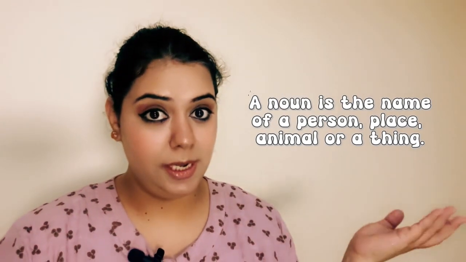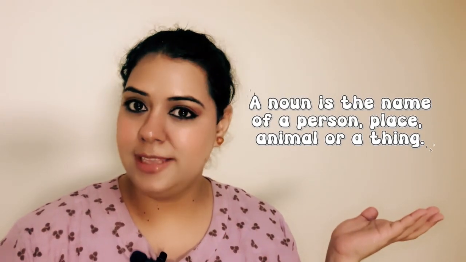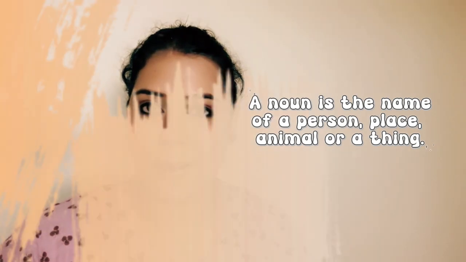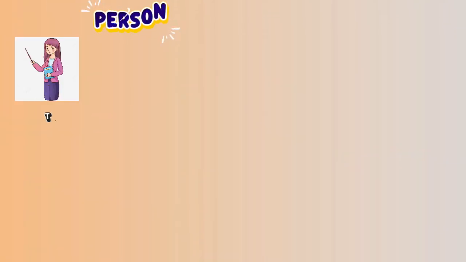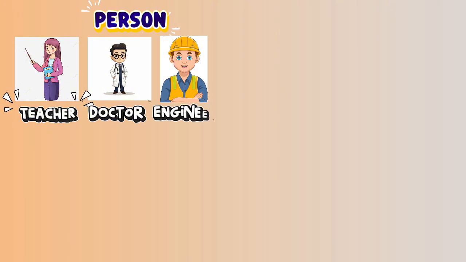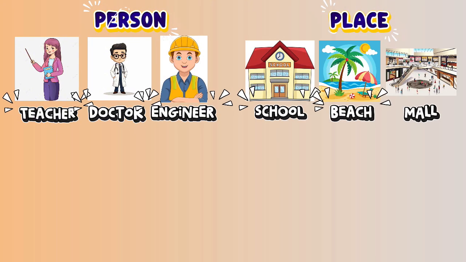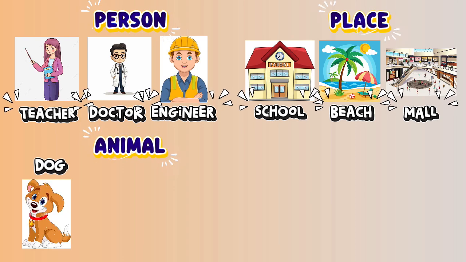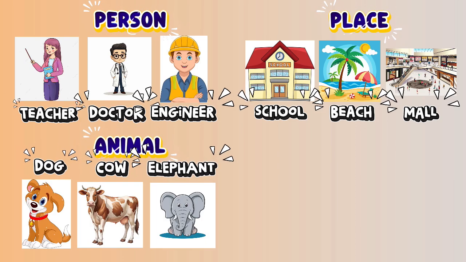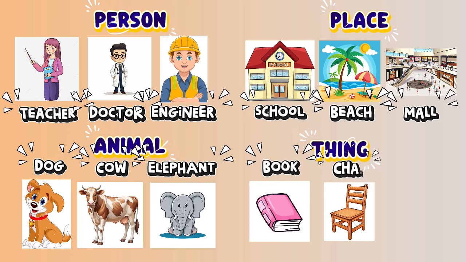As we are continuing with the types of nouns, let's remember what is a noun. A noun is the name of a person, place, animal, or a thing. Let's have a few examples. Person: a teacher, doctor, engineer. Place: school, beach or mall. Animal: dog, cow, elephant. Thing: book, chair, pencil.